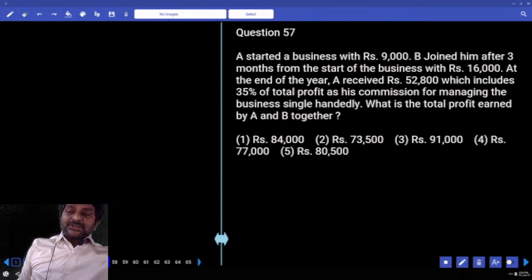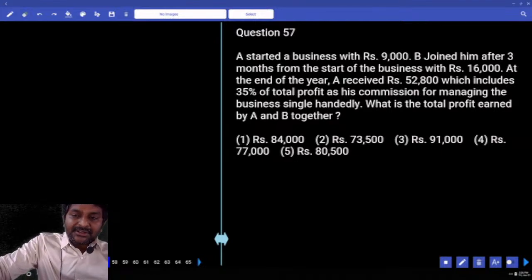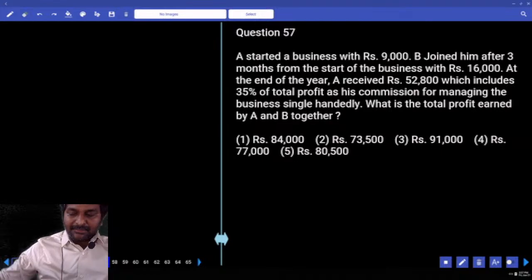A started a business with 9,000. B joined him after 3 months from the start of the business with 16,000. At the end of the year, A received 52,800, which includes 35% of total profit as his commission for managing the business single-handedly. What is the total profit earned by A, B together?